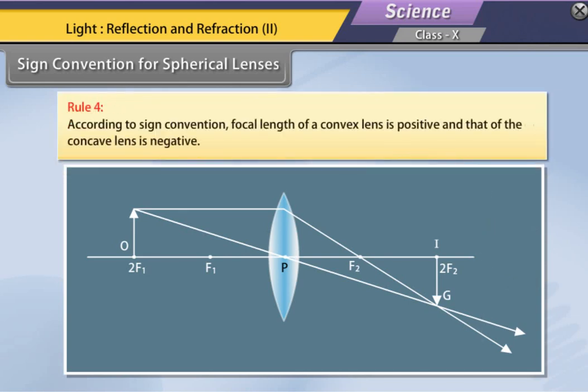Rule 4: According to sign convention, focal length of a convex lens is positive and that of the concave lens is negative.